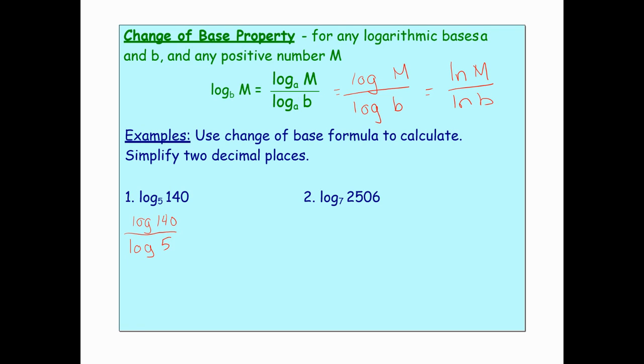Notice that this isn't one logarithm, but actually 2. So if you do the log of 140, you get 2.146. And if I do the log of 5, I get 0.699. So 2.146 divided by 0.699. Now you could do this all on your calculator at once, but again, I'm just trying to show my work, equals 3.07.